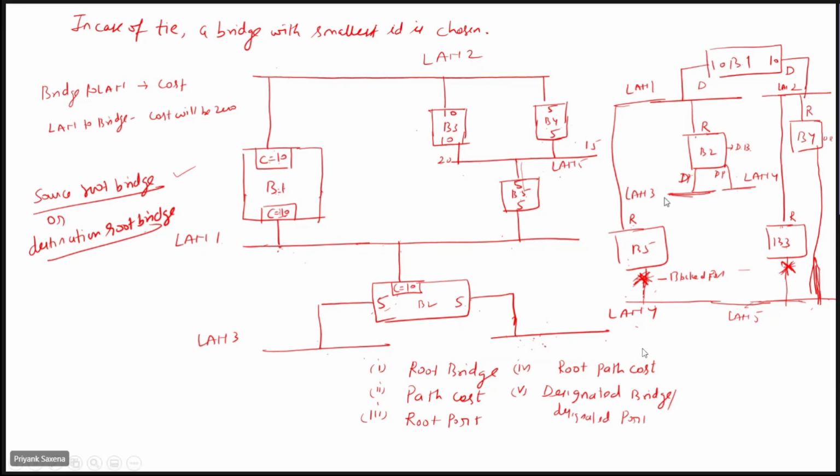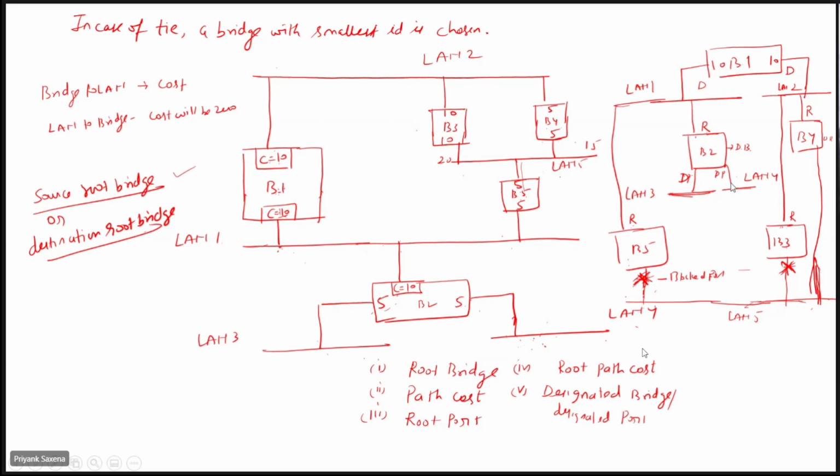And designated bridges and designated ports are for each LAN. One bridge is called a designated bridge. One bridge is chosen to be the designated bridge because the traffic coming out from here is going to B2. So B2 is the designated bridge, and this port which is being used by this LAN 3 will be termed as a designated port, right?